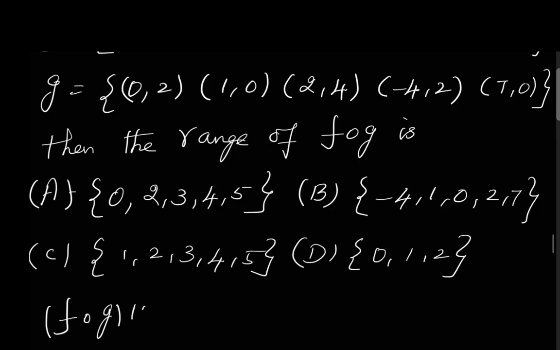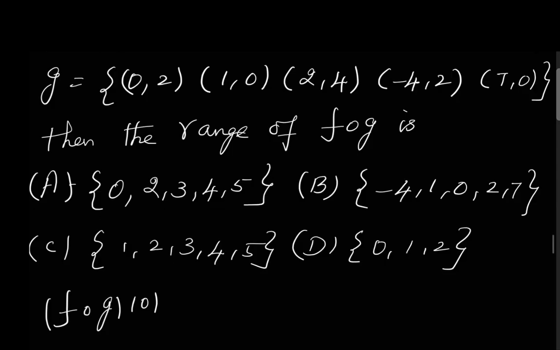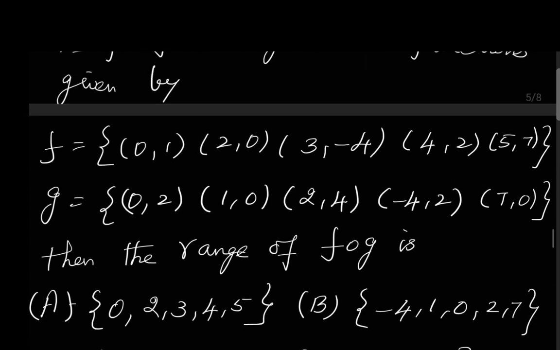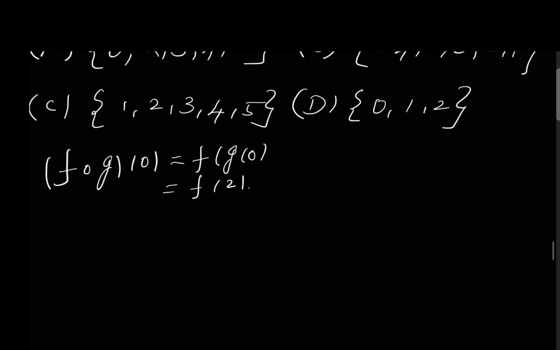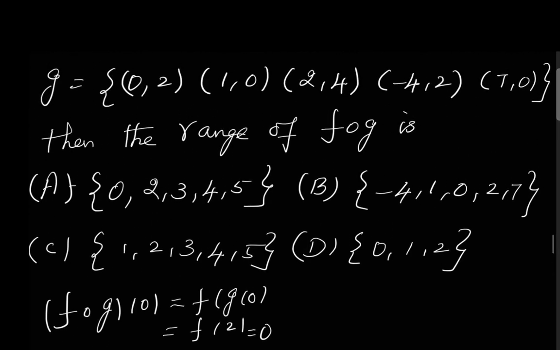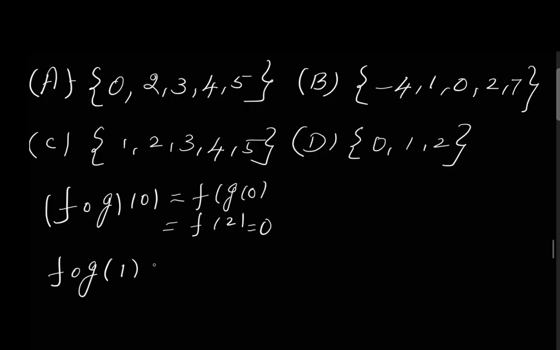So you take the elements from the set g. First element, you have to take the first element from the ordered pairs of g. So first element 0 I take. F dot g of 0, that is f of g of 0. G of 0 is equal to 2. So that is f of 2. What is f of 2? F of 2 is 0. So the answer here is 0. Then f dot g of the next element, 1, that is f of g of 1.